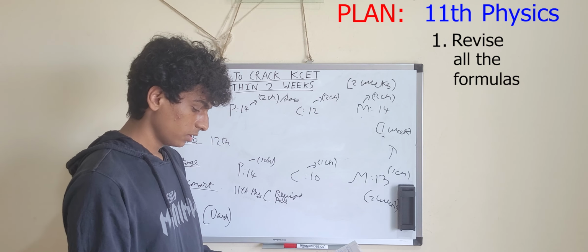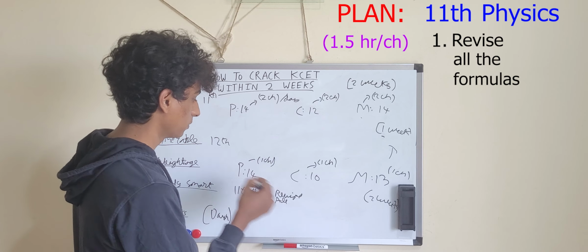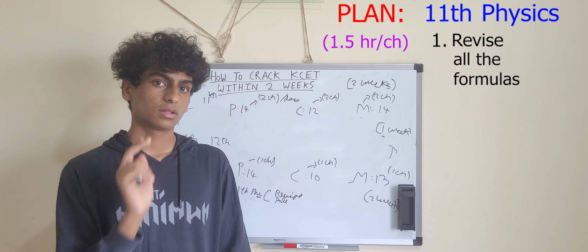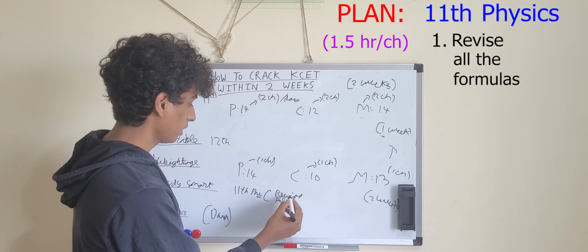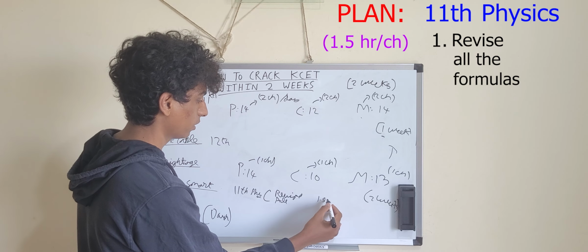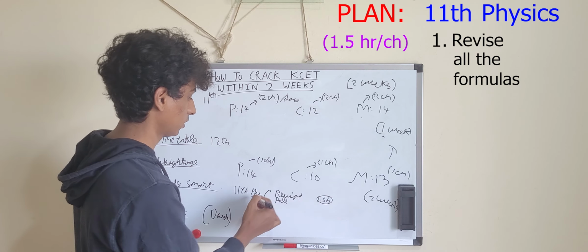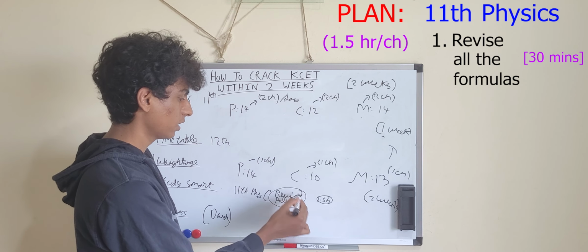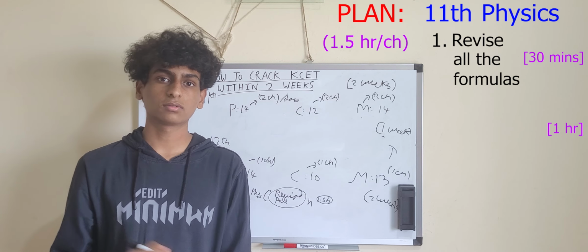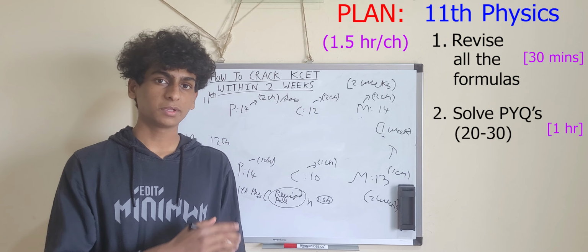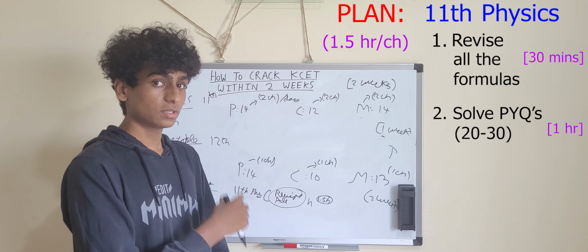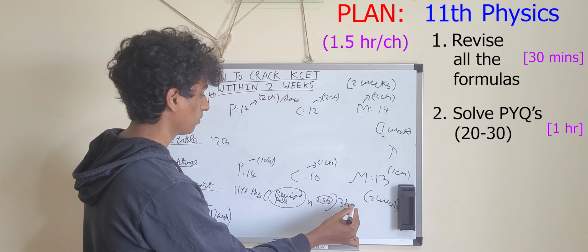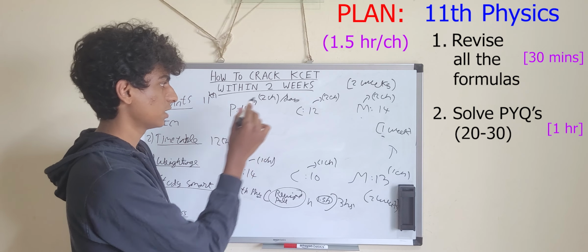For example, you need to take 1.5 hours per chapter. That is 3 hours for 2 chapters. So 1.5 hours you need to take for 1 chapter of physics of 11th. In that 1.5 hours, 30 minutes you need to revise everything, and 1 hour you need to solve around 20 to 30 PYQs, and you'll be done with that chapter. Do that same thing with 2 chapters. That is, you will take 3 hours to complete 11th physics in a day.